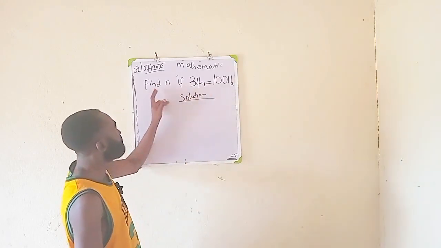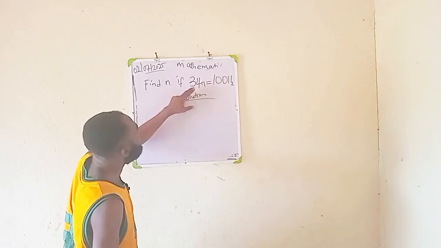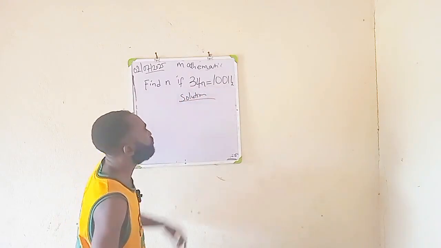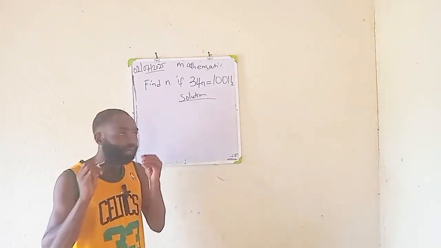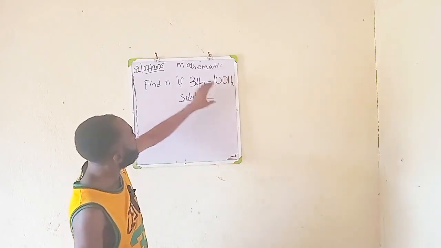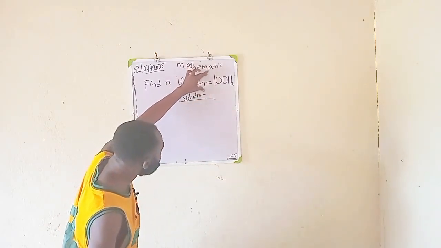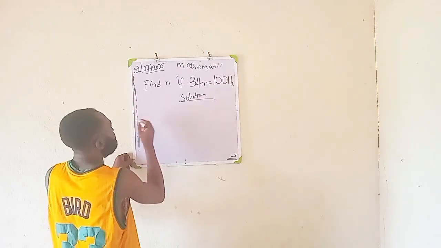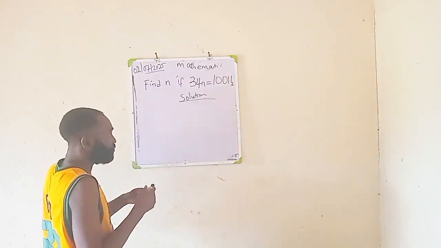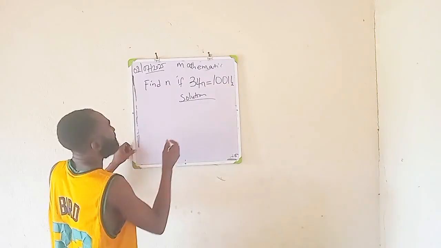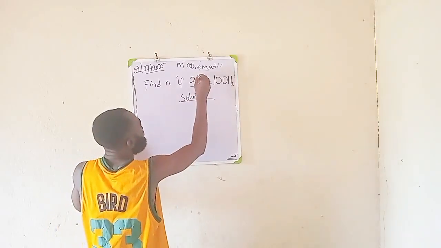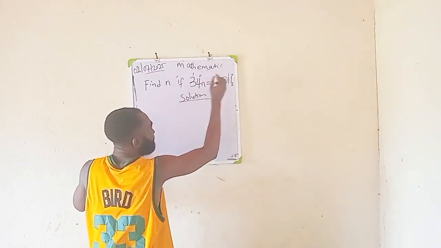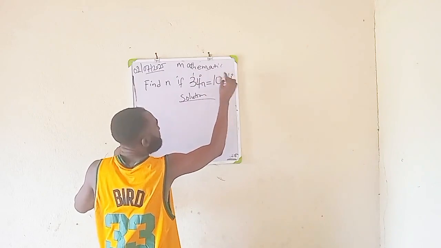So we have the question here: find n if 34 base n is equal to 10011 base 2. So the question says you should look for n if this 34 base n is equal to 10011 base 2. So this is how to do it. You have to express everything by numbering it as I explained before. You have to number everything from the right hand side to the left hand side, which is, we start from 0.